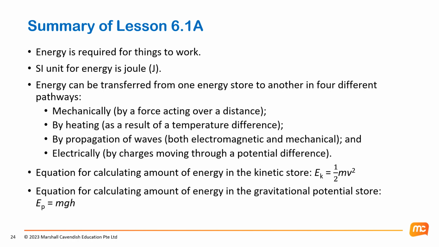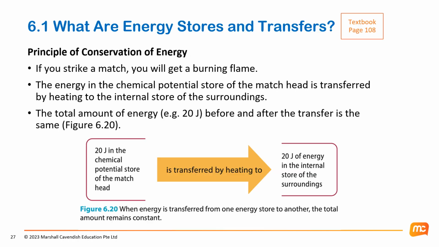So just a quick summary, we've got energy required for things to work, which has the SI unit of the joule, and the 4 different ways it can be transferred from one store to another store, as well as our 2 formulas, half mv squared and mgh for kinetic and gravitational potential store respectively. If you want to review these things, you can go and pause the video, go back earlier and rewatch the video again. Okay, if not, let's move on to the next part of the lesson, the principle of conservation of energy.